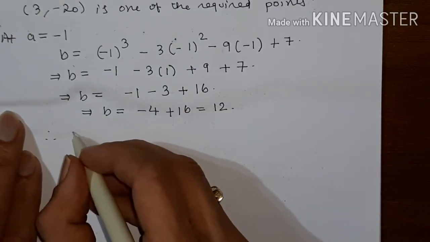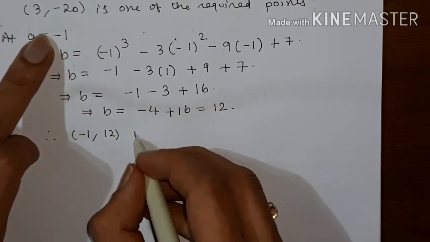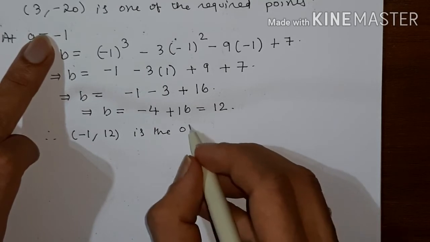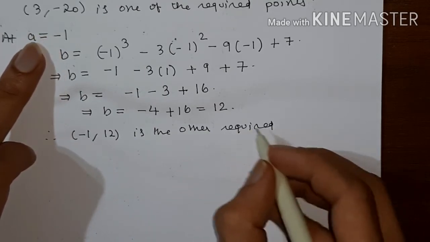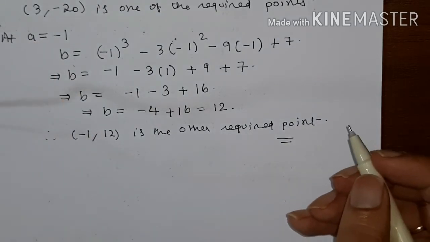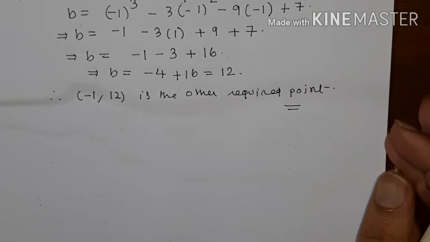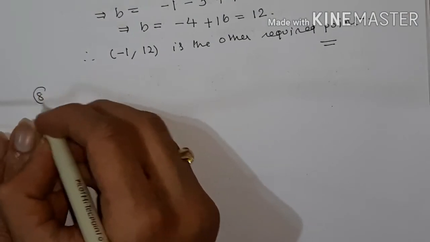So therefore minus 1 comma 12 is the other required point. So that was problem number 7. Now let us do problem number 8.